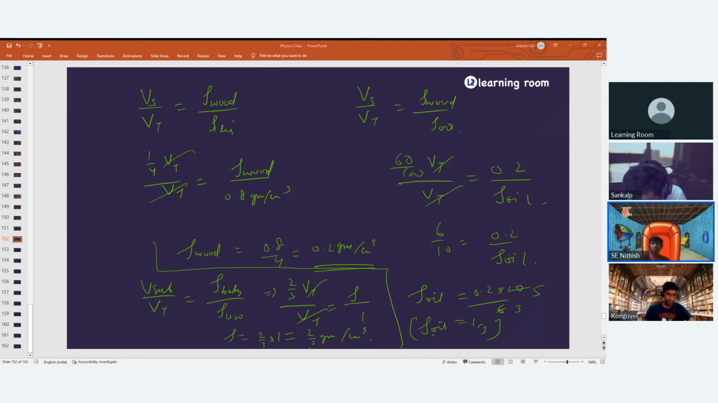So that's why we use a lactometer, so that we can check how much water they have added. Understood? Yes, sir.